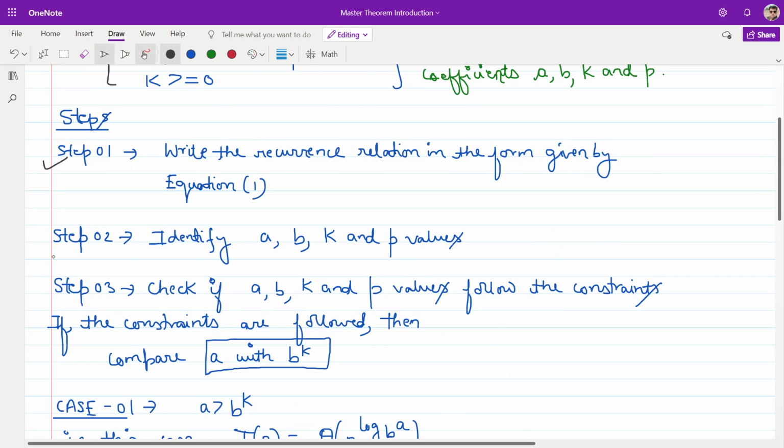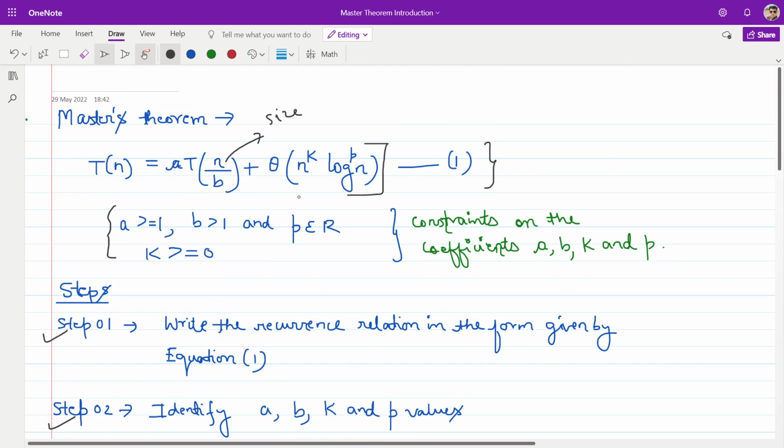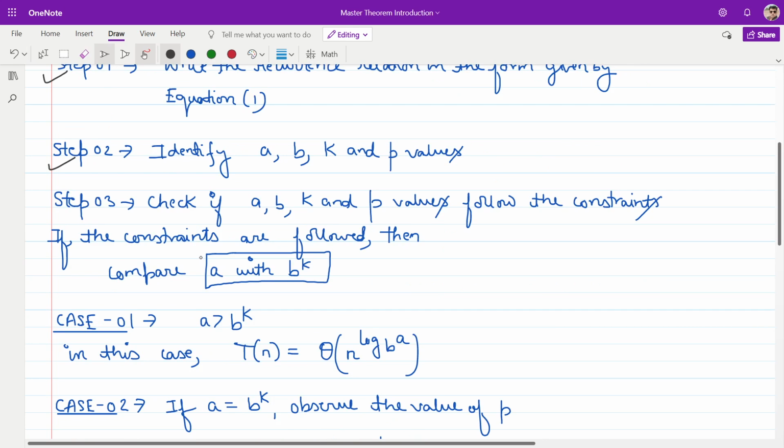In step 2 you have to identify the values for a, b, k, and p. Note that after step 1 the equation is in this standard form, so simply by comparison you can get the values for these coefficients a, b, k, and p. This is my step 2. Once you have obtained the values of a, b, k, and p, we now move to step 3.